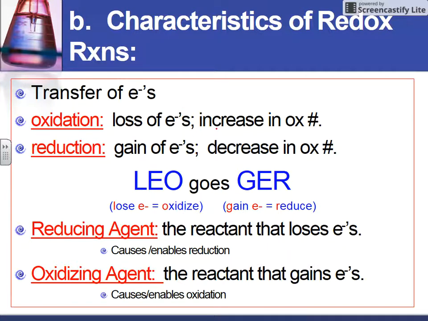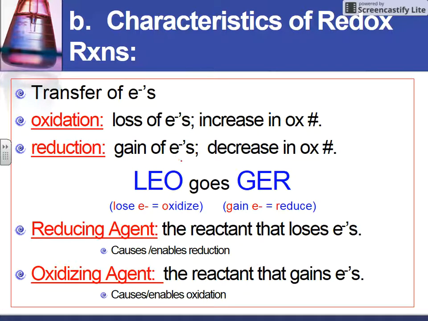Now, I know this sounds kind of backwards. You're losing something, but you're increasing in your oxidation number. But remember, electrons have a negative charge. So if you're losing negative particles, you're going to become more positive because there are going to be more protons than there are electrons. So there's an increase in your oxidation number for that element.